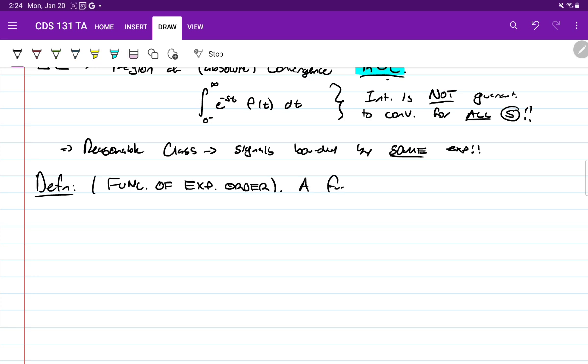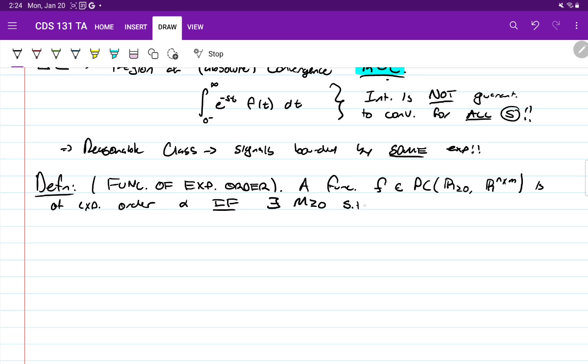So I'll say a function or a signal f, which is piecewise continuous on r greater than or equal to 0 into some space of matrices R^(n by m), is of exponential order alpha if there exists an M greater than or equal to 0 such that the norm of f(t) is less than or equal to M e to the alpha t. This holds for all t greater than or equal to 0. Okay, so if I'm able to bound the norm of f by some constant times an exponential of alpha times t, then f is said to be of exponential order alpha.